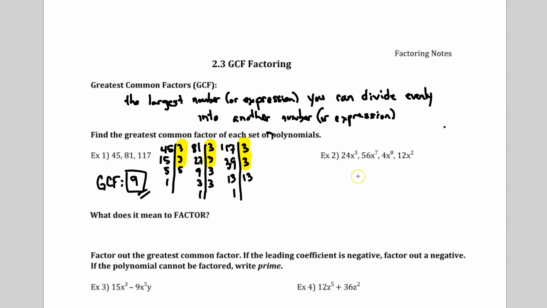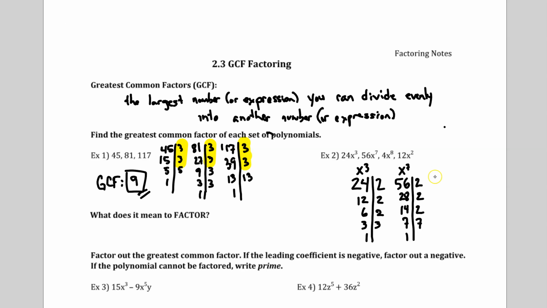24x cubed, so write 24. I'm going to put the x cubed up on top. 24, 2 goes into 24 12 times. 2 goes into 12 6 times. 2 goes into 6 3 times, and 3 goes into 3 1 time. 56, and it has with it x to the 7th. And then see, 56, 2 goes into 56 28 times. 2 goes into 28 14 times. 2 goes into 14 7 times. And 7 will go into 7 1 time.